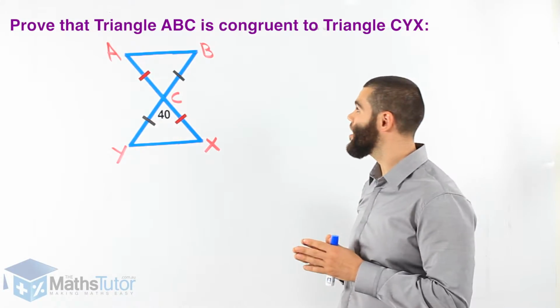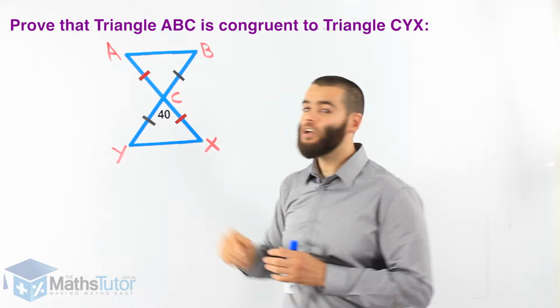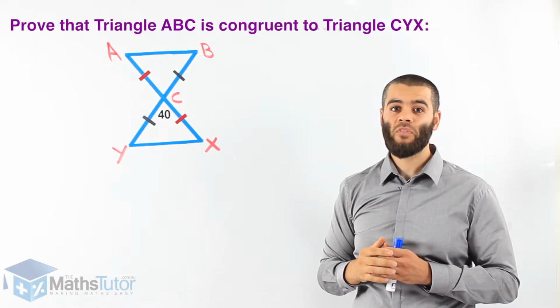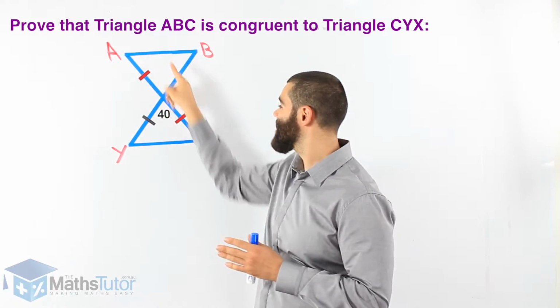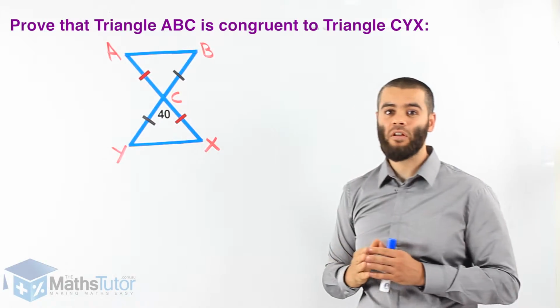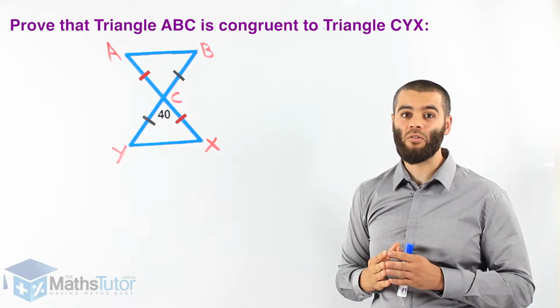Do we have another side that is the same? Is this side equal to that side? We don't know. We can't assume, because there's nothing to tell us that they are exactly the same. So we can't say we can use another side. So we have to look for an angle.